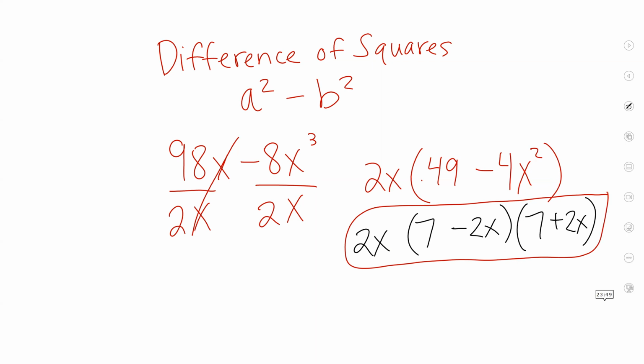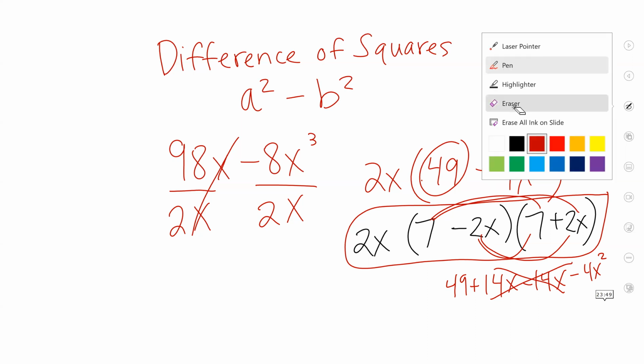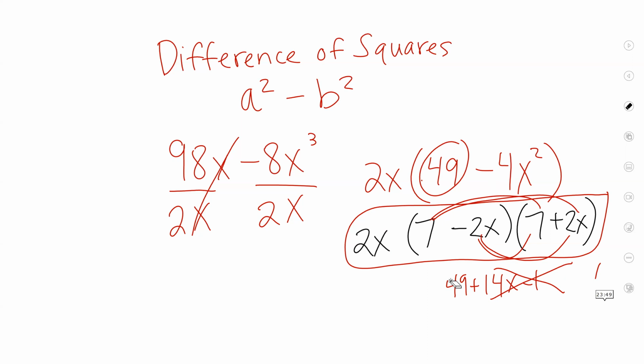Okay? 7 times 7 will give you the 49. 7 times 2x is 14x. Negative 2x times 7 is negative 14x. Negative 2x times 2x is negative 4x squared. And those canceled out. And I'm back to where I was. Okay? So we just got to sometimes work backwards to find the solution. All right? So that's the answer to that one.